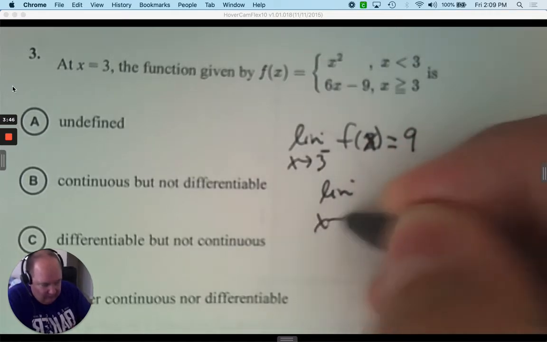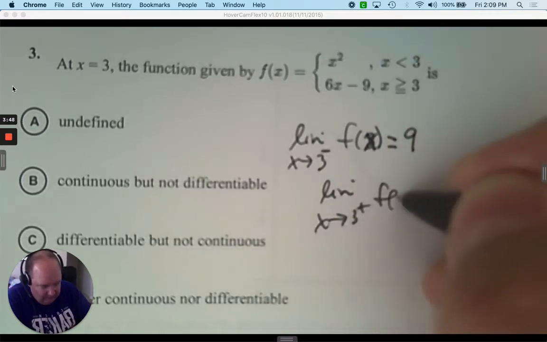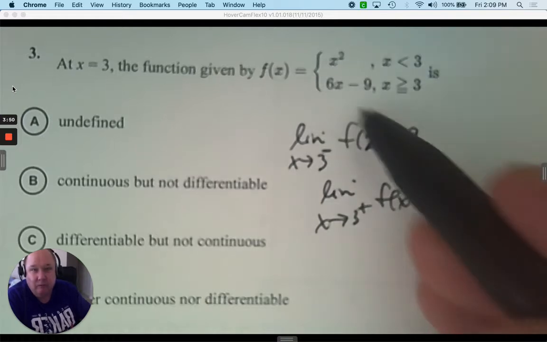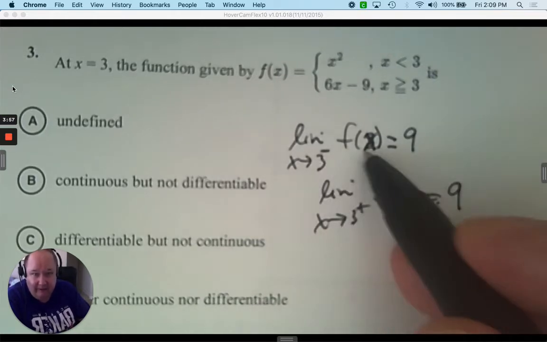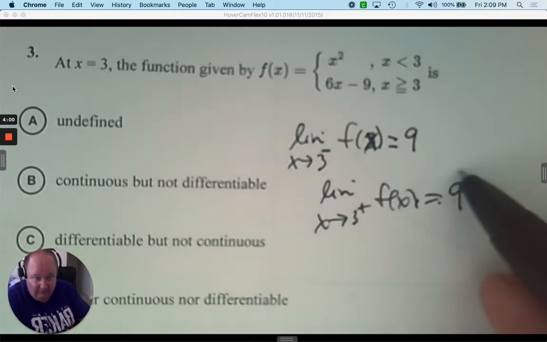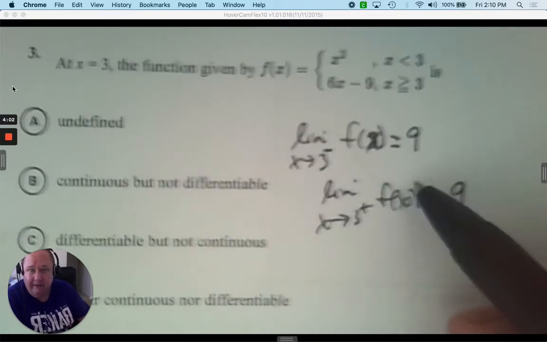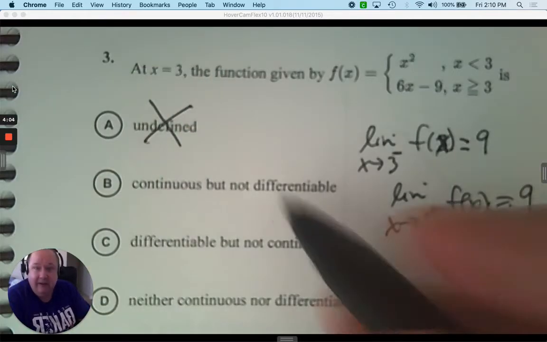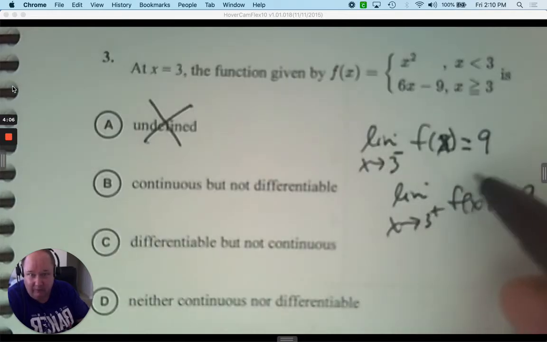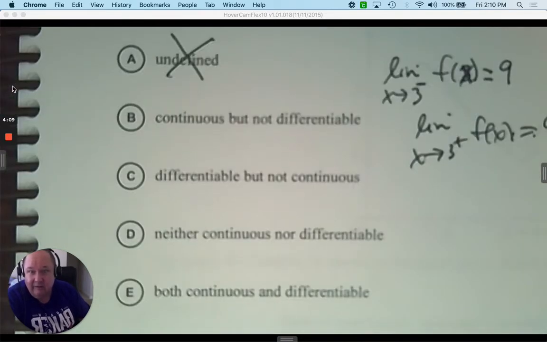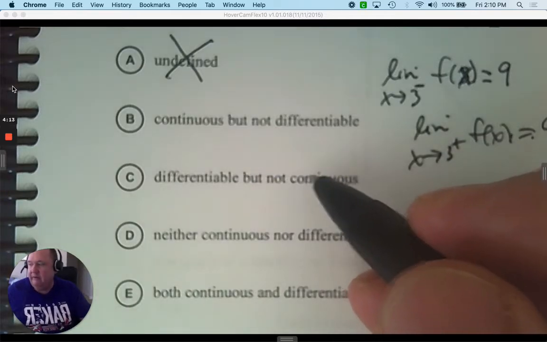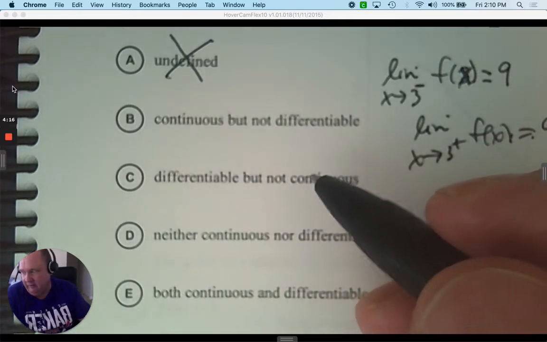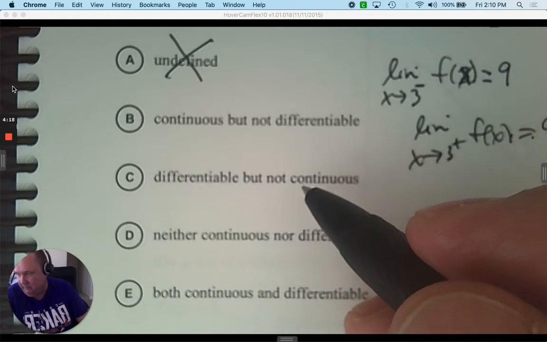The limit as x approaches 3 from the right of f of x. On the right, 6 times 3 is 18, take away 9, which is 9. So they have the same value. The left and the right equal the same thing. Therefore, is it undefined? No. Is it continuous because they both equal 9? Yes. Differentiable but not continuous, we're definitely going to cross that one out. So we know there's continuity because they both equal the same y value.